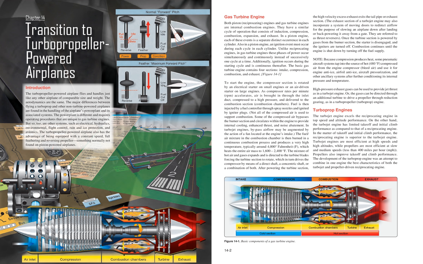The exhaust section of a turbojet engine may also incorporate a system of moving doors to redirect airflow for the purpose of slowing an airplane down after landing or back-powering it away from a gate. They are referred to as thrust reversers. Once the turbine section is powered by gases from the burner section, the starter is disengaged, and the igniters are turned off. Combustion continues until the engine is shut down by turning off the fuel supply.